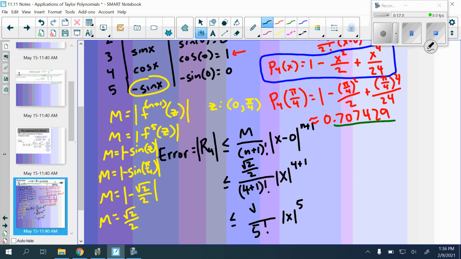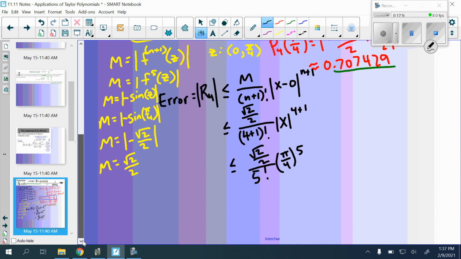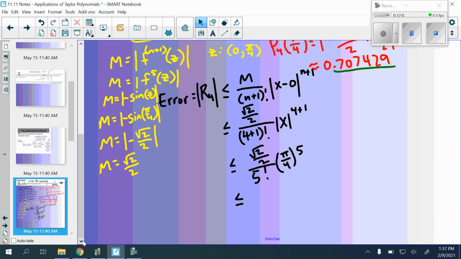All right, so now we've got everything we need here. So we're going to now calculate this out. And since we're doing it at pi over 4, our x value on this one is going to end up being pi over 4. The absolute value is positive, so it'd be positive pi over 4 to the fifth power. So we want to now enter that in our calculator, and that should be the biggest that the error is going to be. So on our calculator, we're going to plug that in and see what we get.